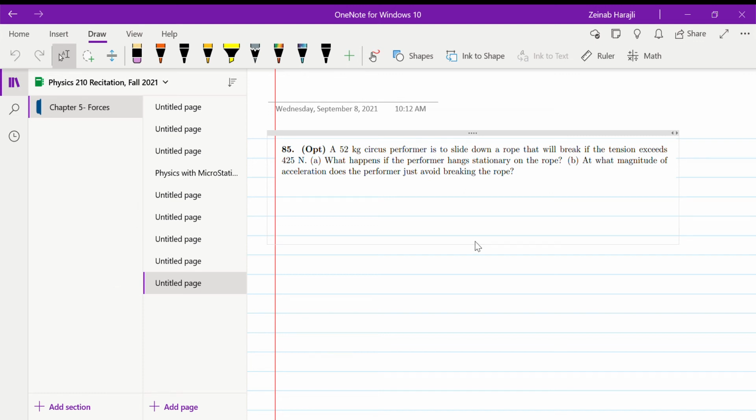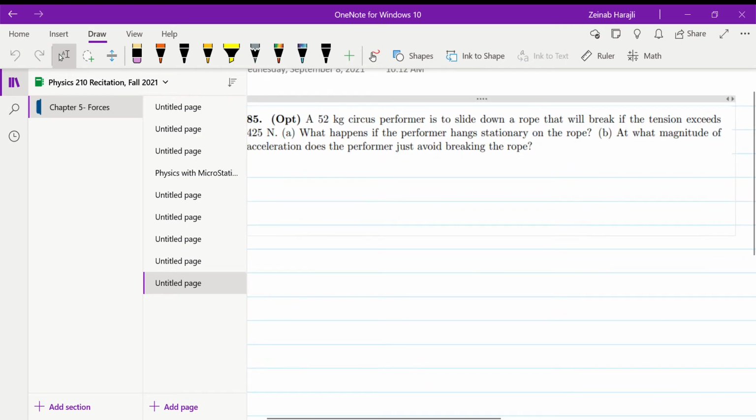Alright, so in this problem we have a 52 kilogram circus performer who is sliding down a rope, which will break if the tension exceeds 425 newtons. The question is, what happens if the performer hangs stationary on the rope?